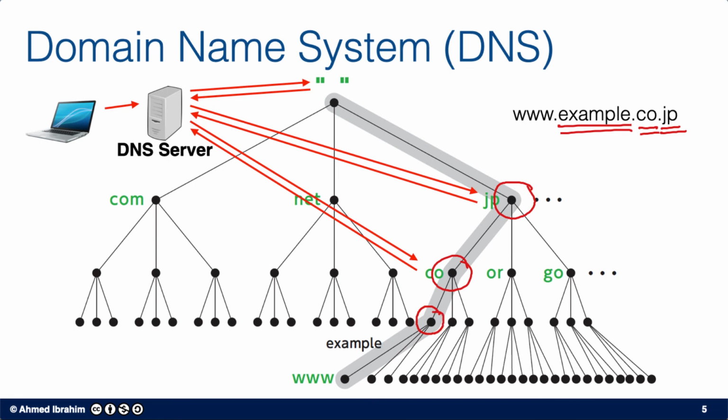And then the DNS server sends a message to example and says, where is www.example.co.jp? And because www is right underneath example, the example DNS server will send back a message that says, here is the IP address of www.example.co.jp. And at that point, the DNS server will forward that IP address to our computer, which is the main computer that asked for it. And then our computer can use that IP address to access this server right away.